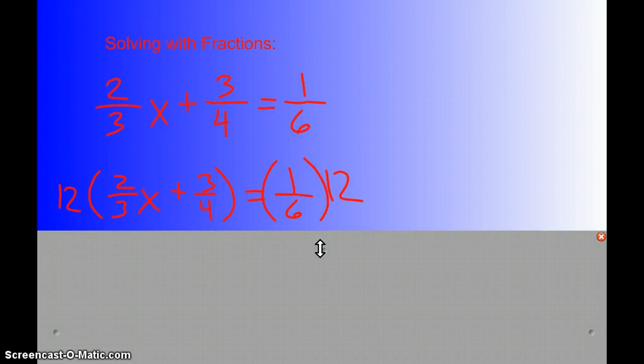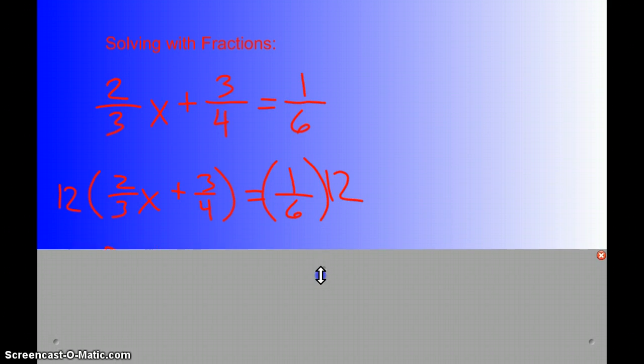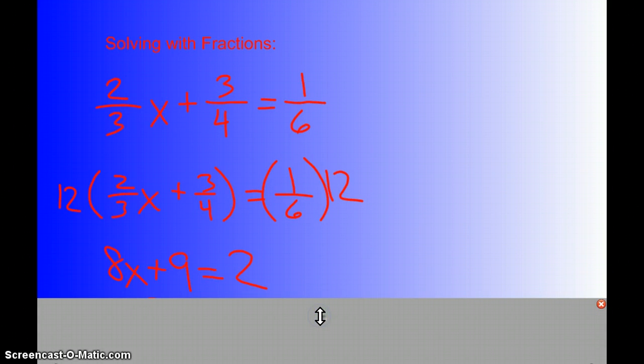Now comes the part where I'm going to show you a little shortcut for multiplying a whole number by a fraction that's going to allow you to work with smaller numbers. When you do 12 times 2/3, rather than putting 12 over 1 and multiplying that out, my advice would be to look at it as a multiplication and a division problem, where 12 times 2/3 is really 12 divided by 3, times 2. So if we take 12 divided by 3, we get 4. We multiply by 2, we get 8. So that 12 times 2/3, when we distribute the 12, turns into 8x.